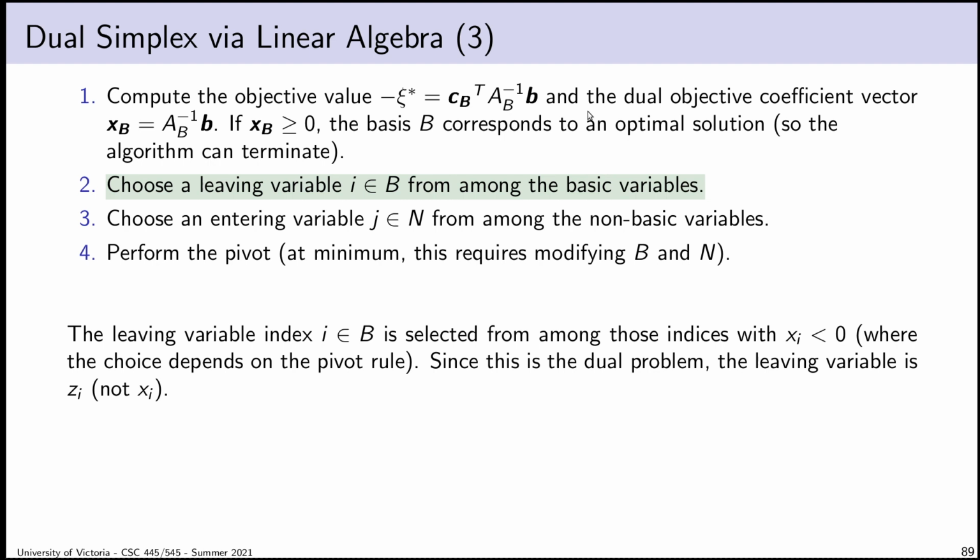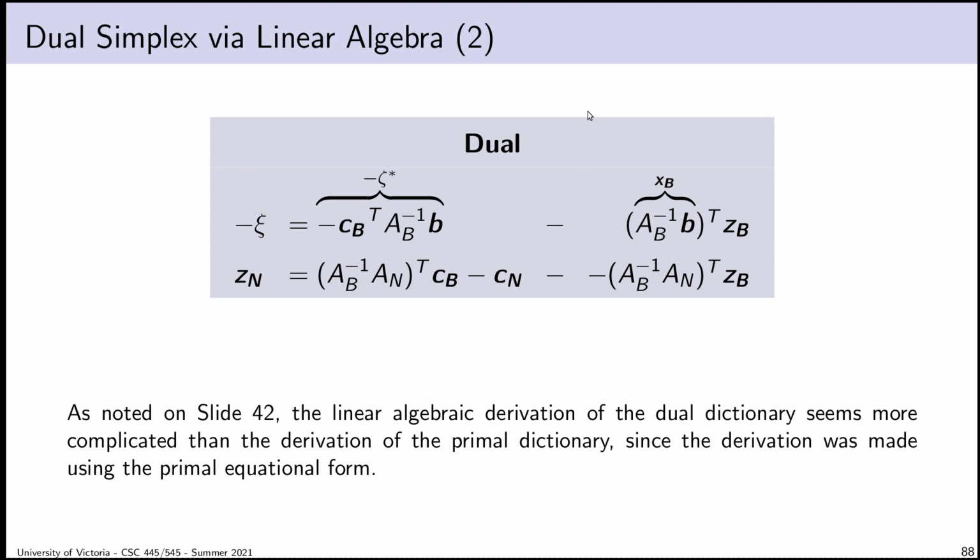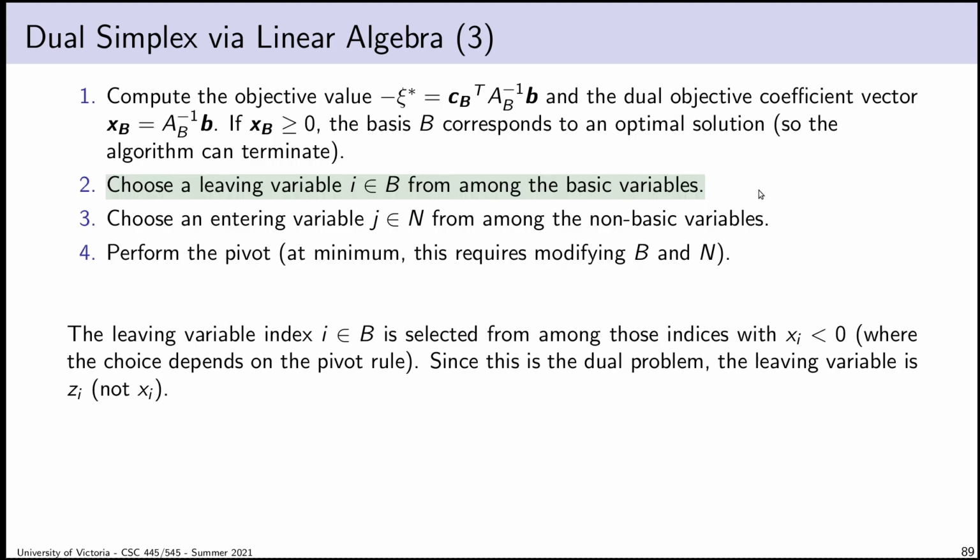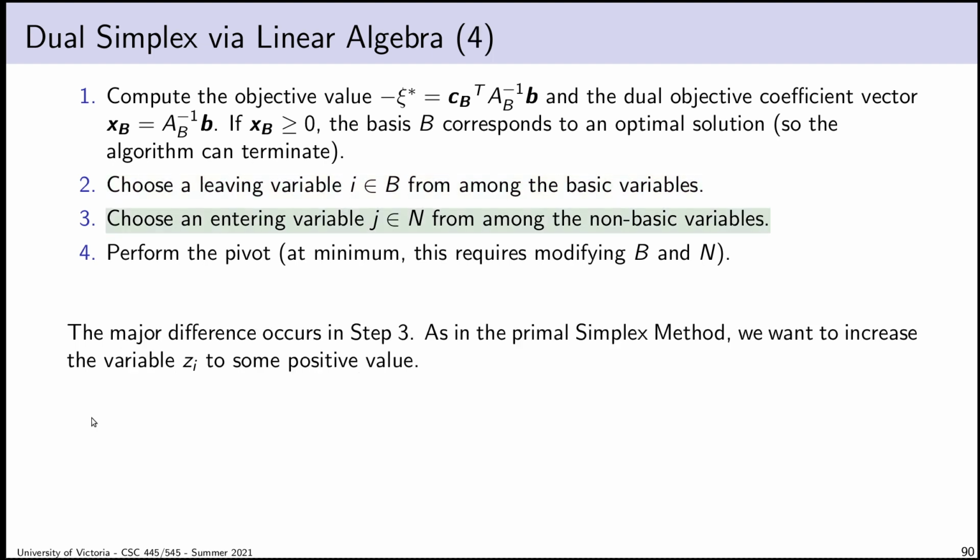So first, I choose a leaving variable. Notice how in the dual simplex method, we choose the leaving variable first. So I'm choosing a leaving variable from among the basic variables. What I'm really doing, of course, is examining my dual objective coefficients and choosing my leaving variable based on those. Just like in the primal method, that means inspecting this, what amounts to a coefficient vector, and looking for negative elements. So I do that. And of course, the choice depends on the pivot rule as usual. Oh, and of course, the leaving variable is not an x variable, it's a z variable, because I'm working in the dual problem. Then we have to deal with this.